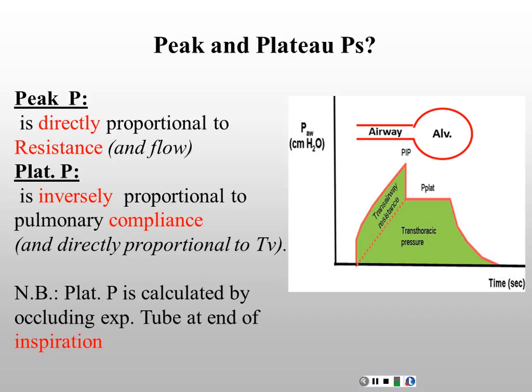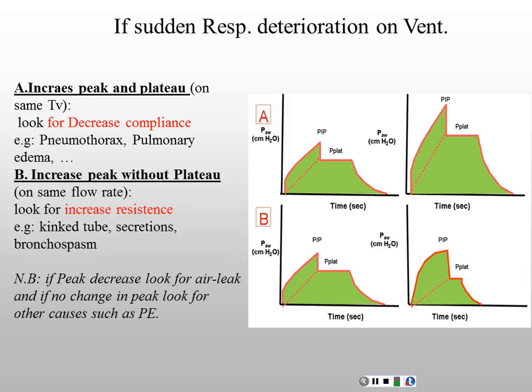So the next scenarios I will talk about, the nurse will call you and there is a sudden deterioration in the respiratory status of the patient and no one touched the ventilator or did any change. That means probably things happened to the patient. So remember, peak depends on the resistance, plateau depends on the compliance. In this situation, if there is sudden deterioration of the respiratory status, the patient is on mechanical ventilation, and the nurse calls you, there is high peak pressure. What will be your next step? Next step will be measuring plateau to differentiate the causes.